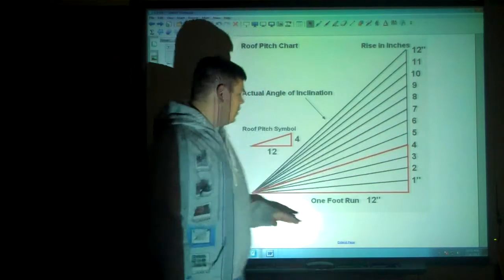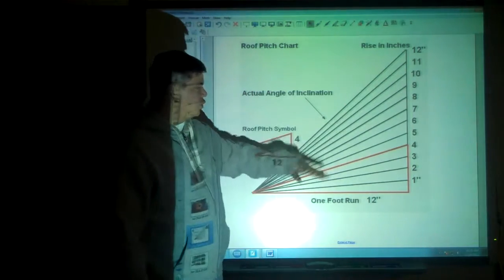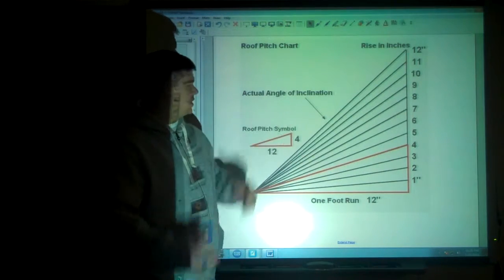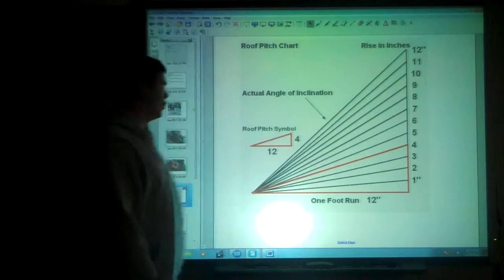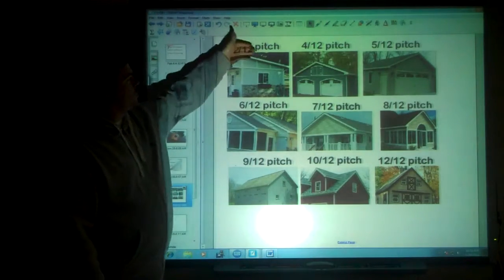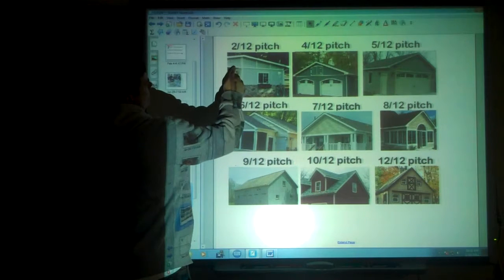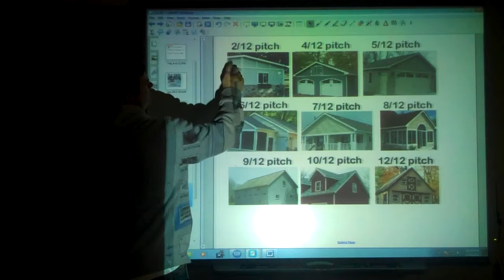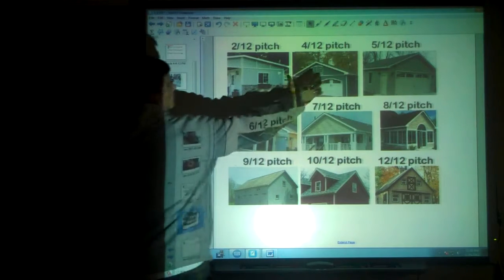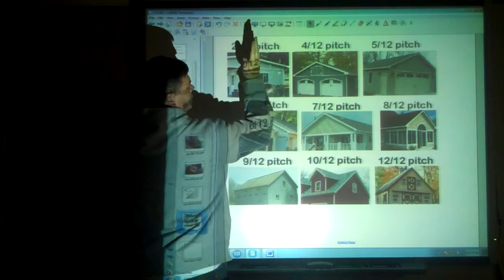And you can see that if you actually go 12 inches over and 12 inches up, then you really have a rise of 12 over 12, which is the same as 1. And there's all different kinds of roofs that have different types of pitches. For example, here's a 2 and 12 pitch. That means for every 12 inches it goes to the right, it's going to go 2 inches up. So it's not very steep. But then that doubles. Now for every 12 inches to the right, it goes 4 inches up. So it's going to go a little more steep.